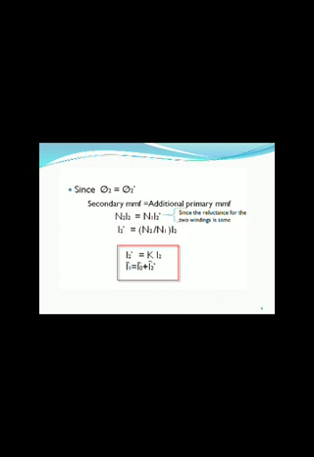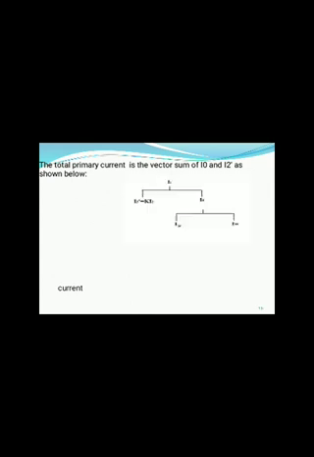So that means here I1 bar equals I0 bar plus I2 dash bar. The total primary current is the vector sum of I0 and I2 dash as shown below. See here, this I1 is divided into I2 dash and I0. This I0 is divided into I mu and IW.